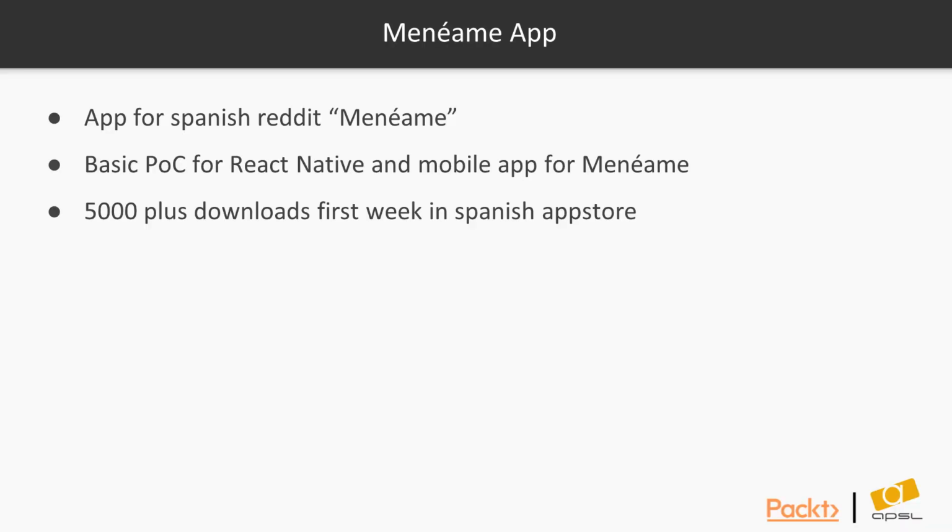We'll check out one of our first apps in React Native, a proof of concept product for a Spanish Reddit site, Meneame.net. It was a product test for both our company and the Meneame site. The limited functionality doesn't affect our initial release, more than 5,000 downloads in the first week, and positioning in the top 50 apps for news in the Spanish App Store. Let's see how the app looks like for iOS.